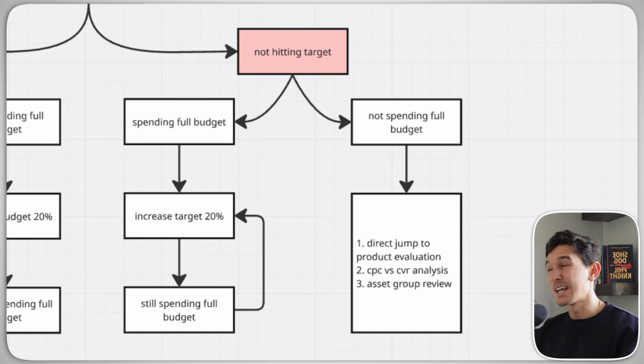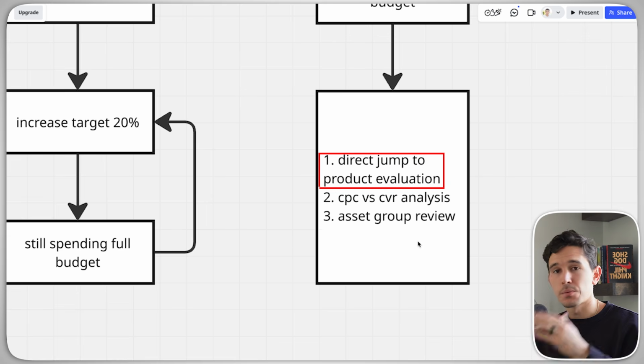Now on the flip side, if you're not hitting your target and you're not spending your budget in full, then you have a bad ad. This is very important for people to understand. Google is not magic money. Just like Facebook ads, just like all other ad platforms, what you put in has a direct relationship to what you get out. So at this stage, we jump right into product evaluation.